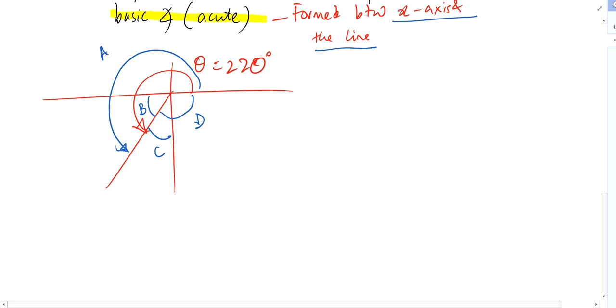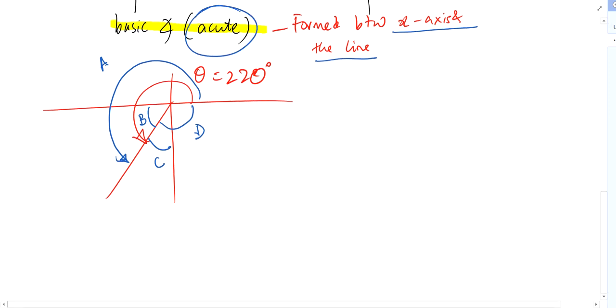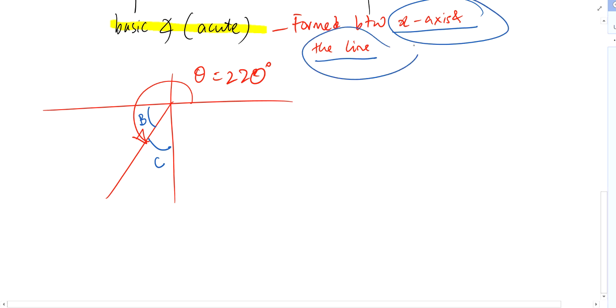Okay, let's talk about the first thing. It must be acute, right? Can it be A? Can it be D? Also cannot be. So D is out, A is out. Then it must be formed between the x-axis and the line. So can C be the answer? Cannot. It must be B. So B is my acute angle, my basic angle over here.